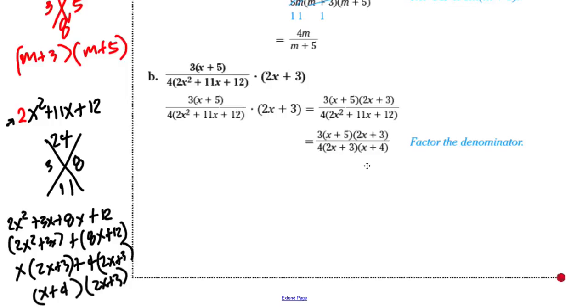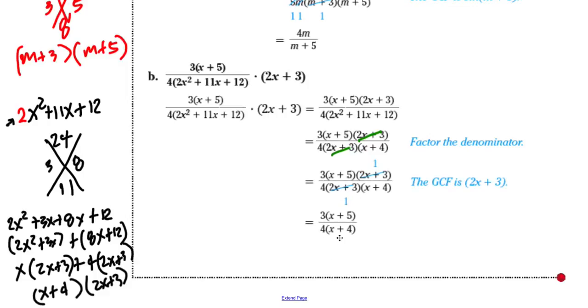So now we can start cross-canceling. We can now cross-cancel the 2x plus 3 and 2x plus 3. We're left with 3 times x plus 5 all over 4 times x plus 4. You can actually leave it in this form, or you can distribute the 3 to become 3x plus 15 and 4x plus 16. So we simplify the numerator and we simplify the denominator.